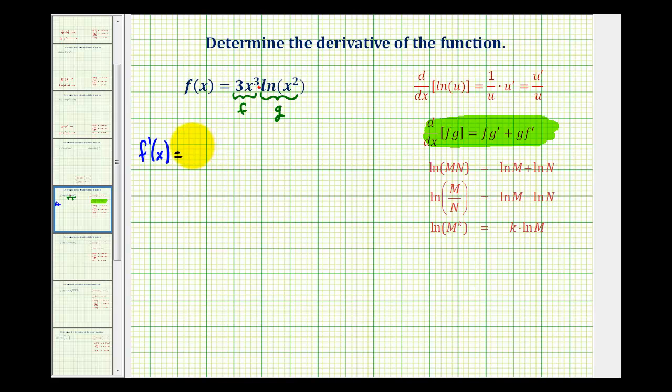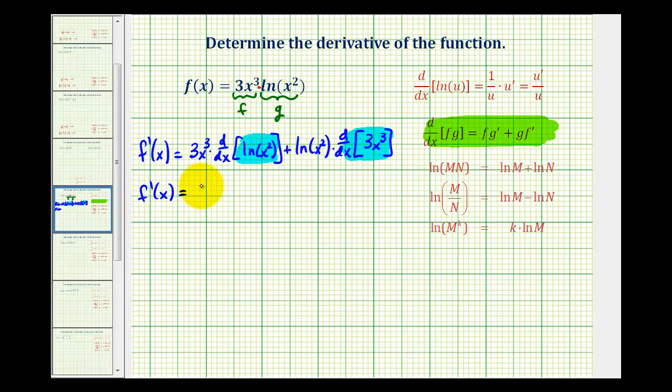or the first function, times the derivative of the second function plus the second function times the derivative of the first function. So now we'll determine the derivative here and the derivative here. So we'll have f prime of x equals 3x cubed times the derivative of natural log x squared.